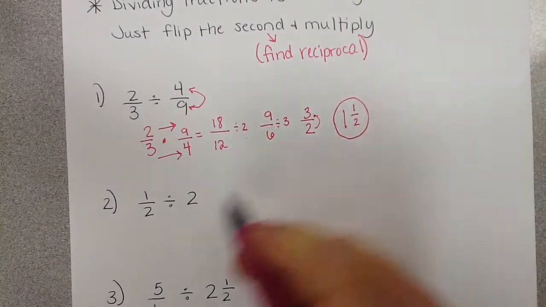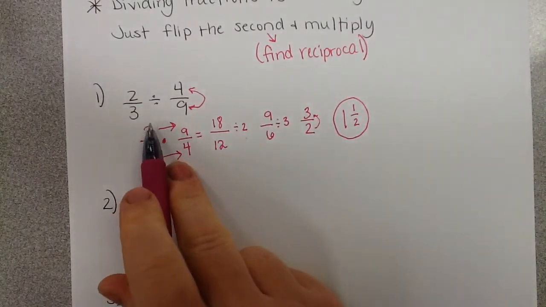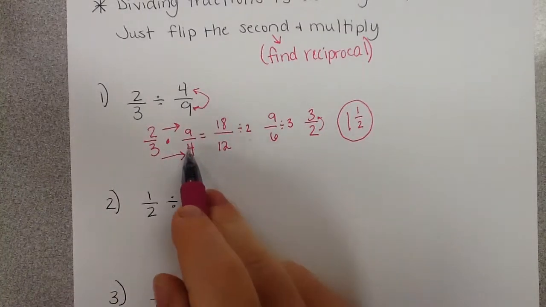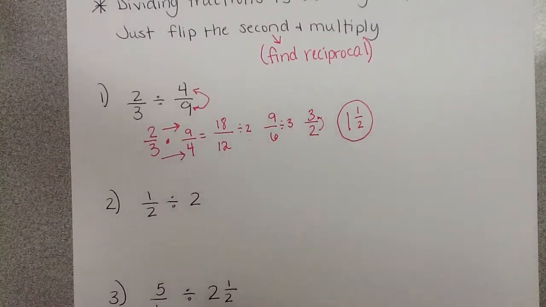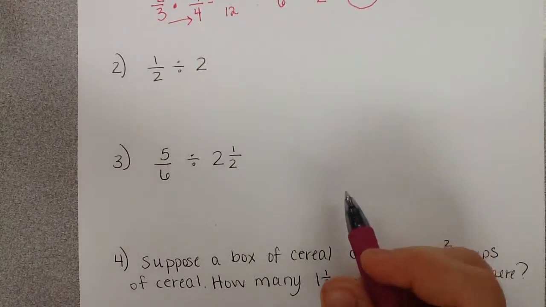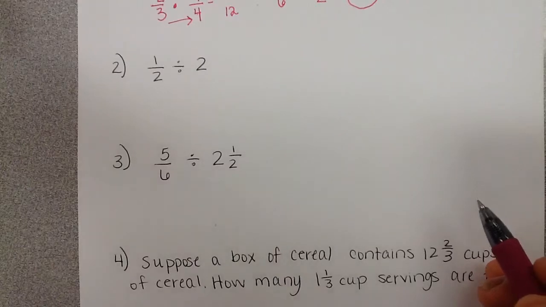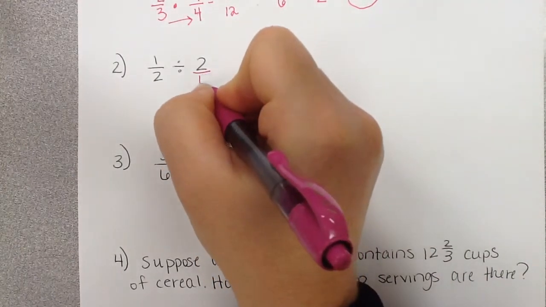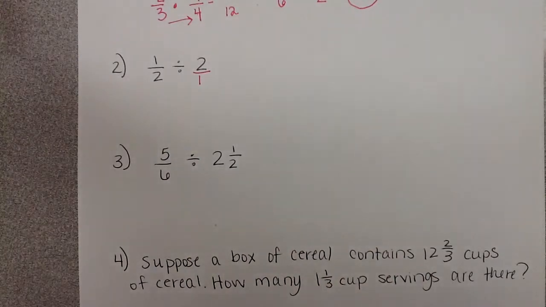over. Dividing fractions is as easy as pi. Flip the second, find the reciprocal, and multiply. Number 2, 1/2 divided by 2. What do we know every whole number is over? A 1. Go ahead and try this one on your own.